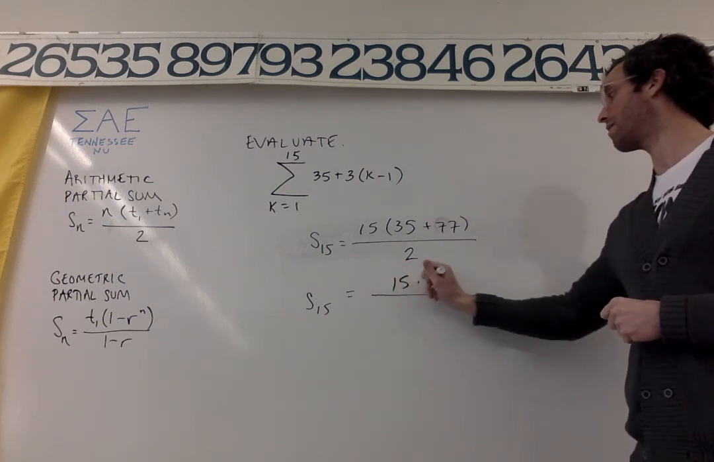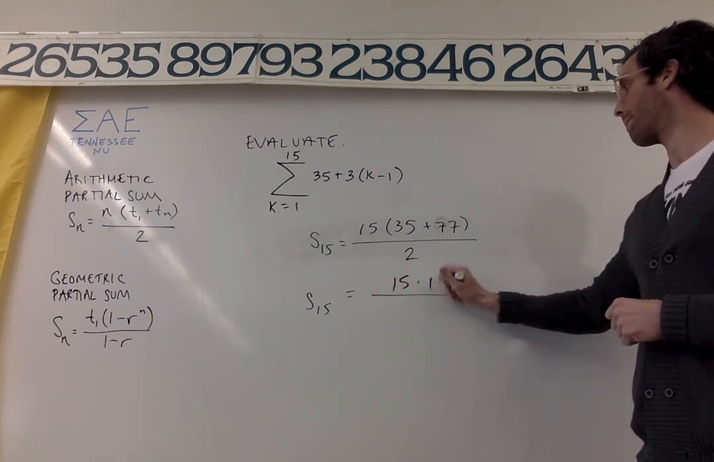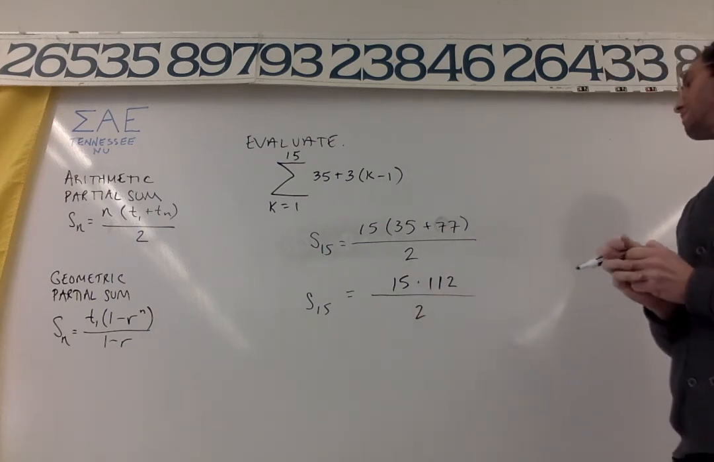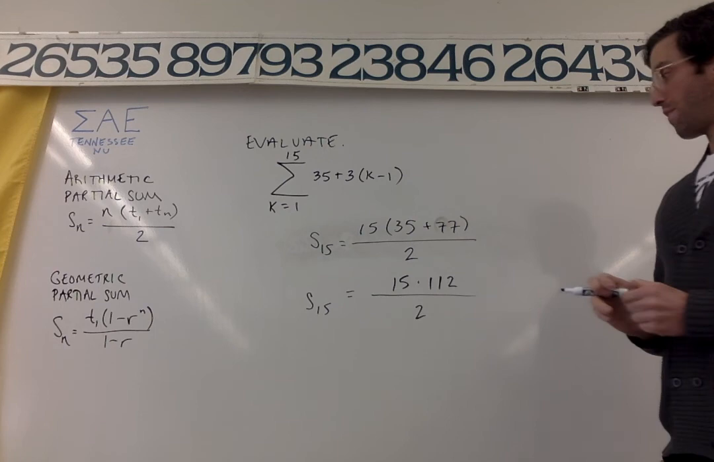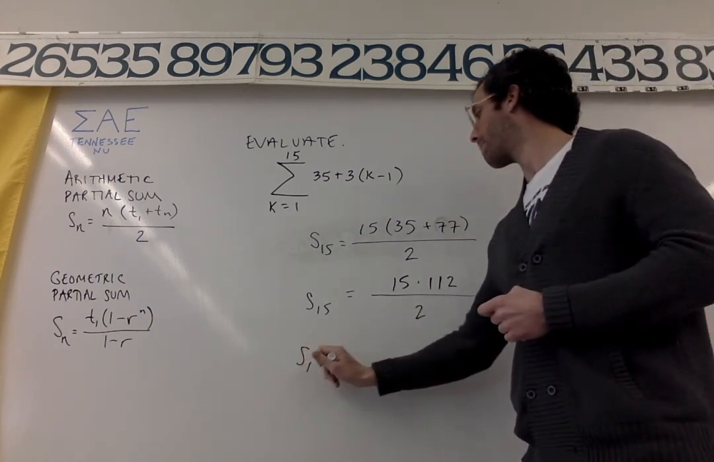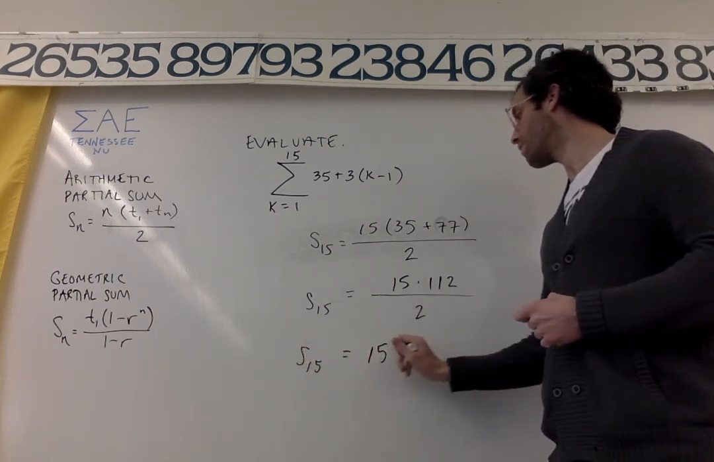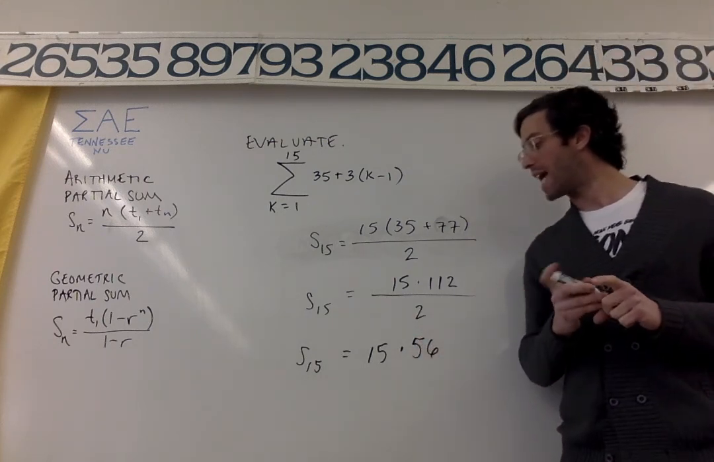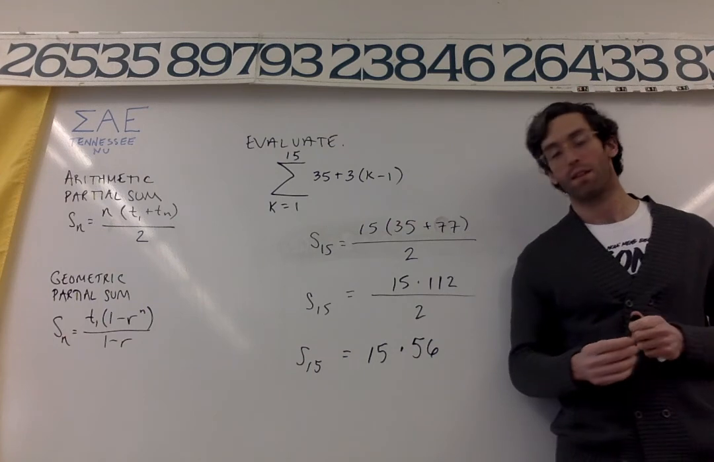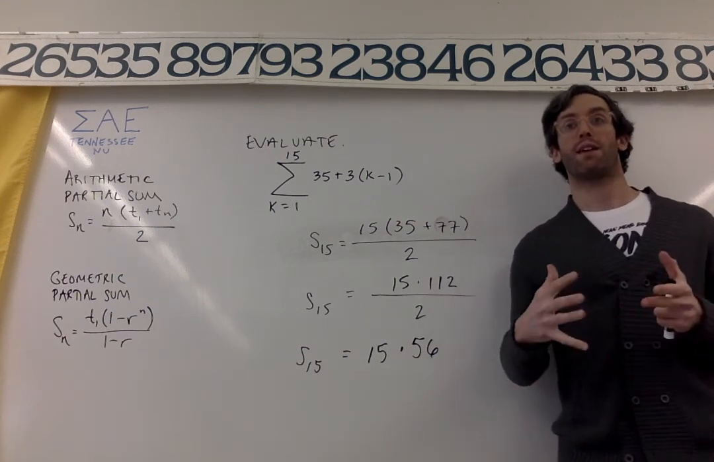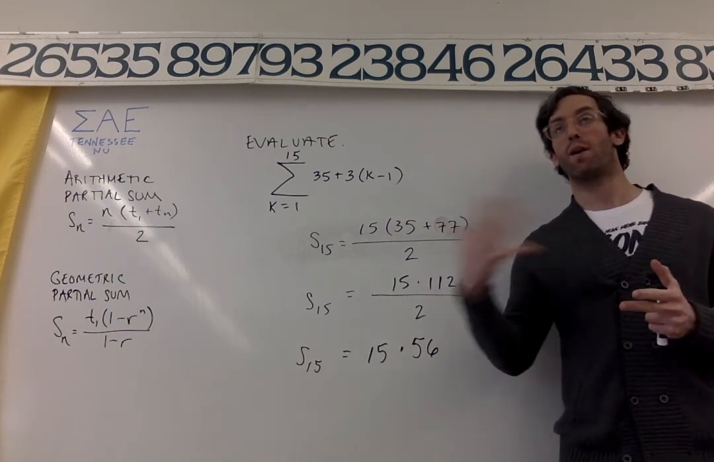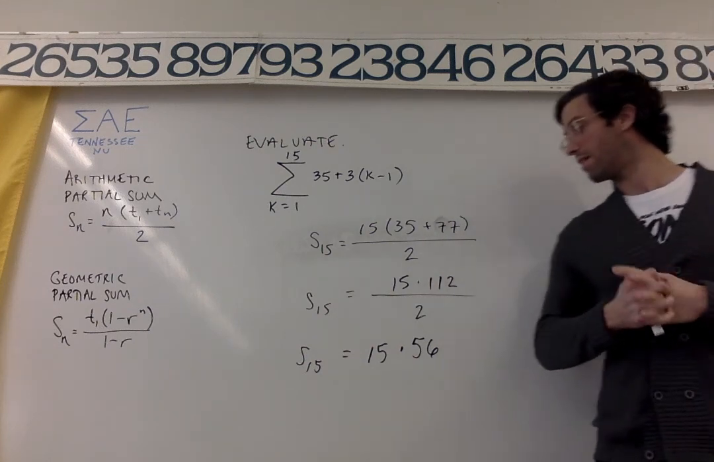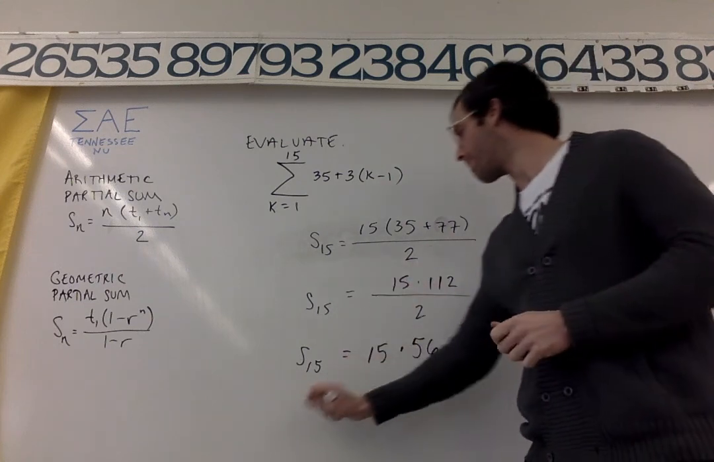We can do this kind of by hand. 112 divided by 2 is 61. No, it's not. It's 56. So we have to do 15 times 56. Well, 10 times 56 is 560. And 20 times 56 is 1120. So right between 560 and 1120, we'll find the answer. I think it's 840.